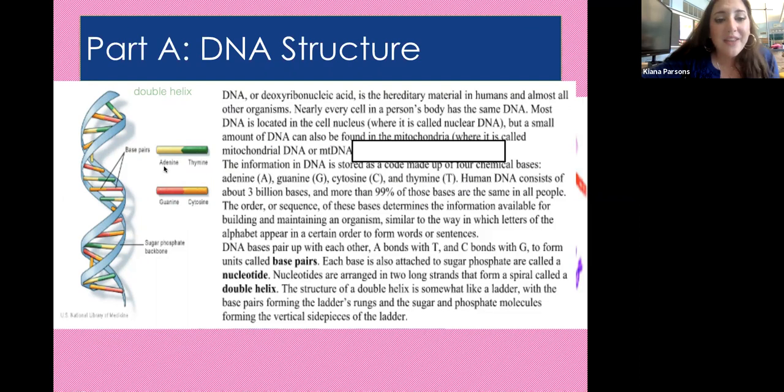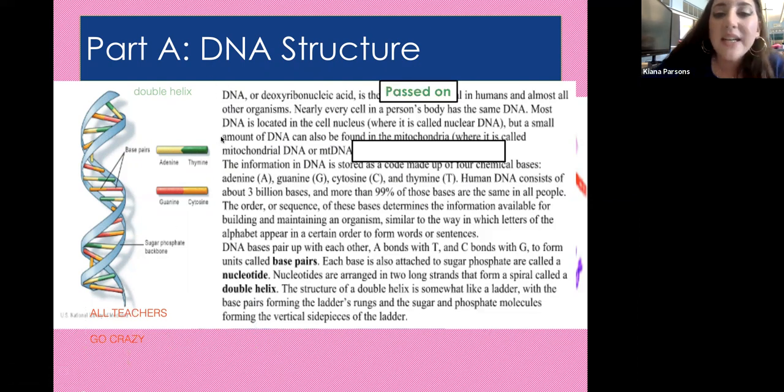So we have here adenine always pairs with thymine, and guanine always pairs with cytosine. The way you can remember that is all teachers, AT, go crazy. So AT always pairs together, and GC always pairs together. AT, GC, all teachers go crazy.